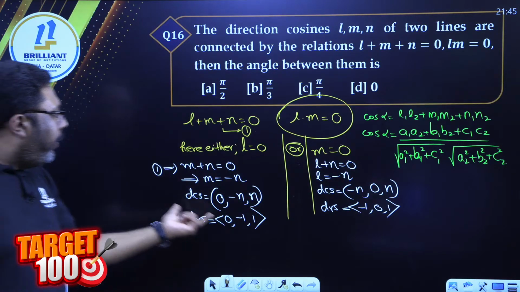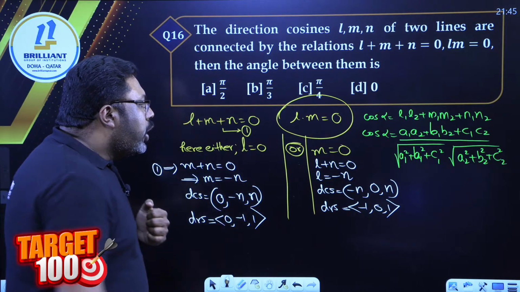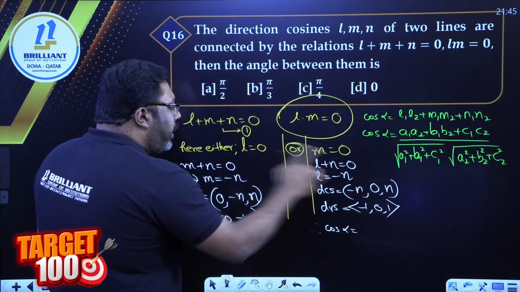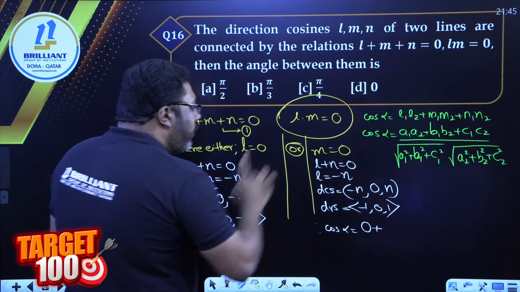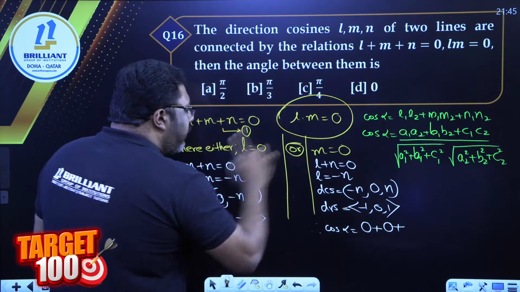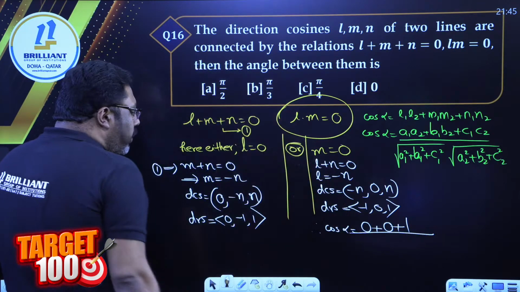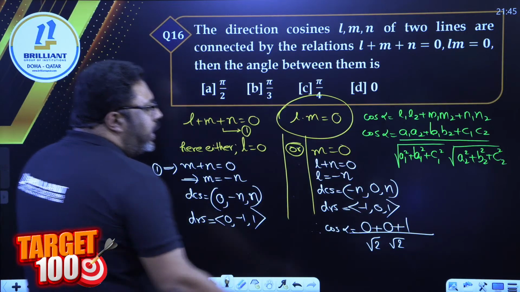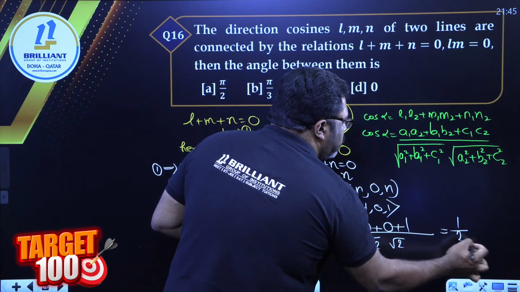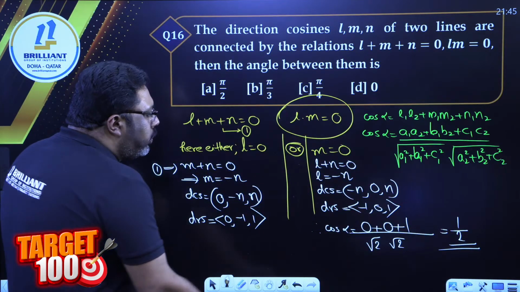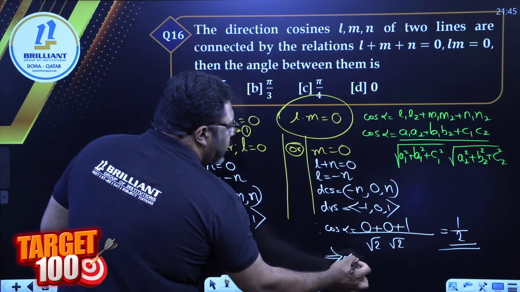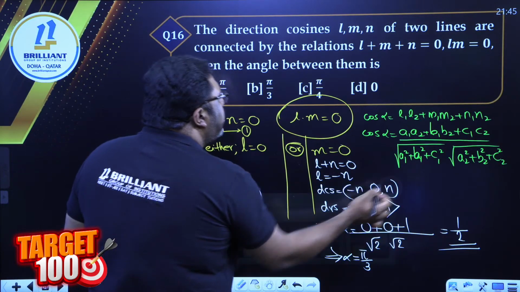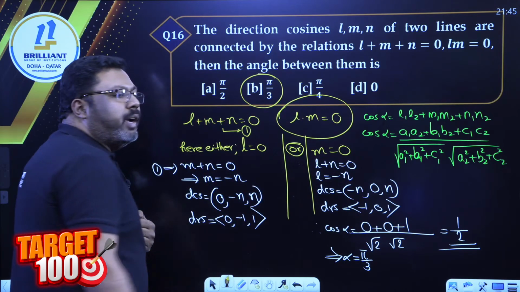If I apply this in the numerator, you will definitely get cos alpha is equal to A1, A2, 0, B1, B2, 0, C1, C2, 1, divided by magnitude root 2, magnitude root 2. So the answer is 1 by 2. Cos alpha is 1 by 2. We definitely know alpha is pi by 3 or 60 degrees. Option B is my final answer.